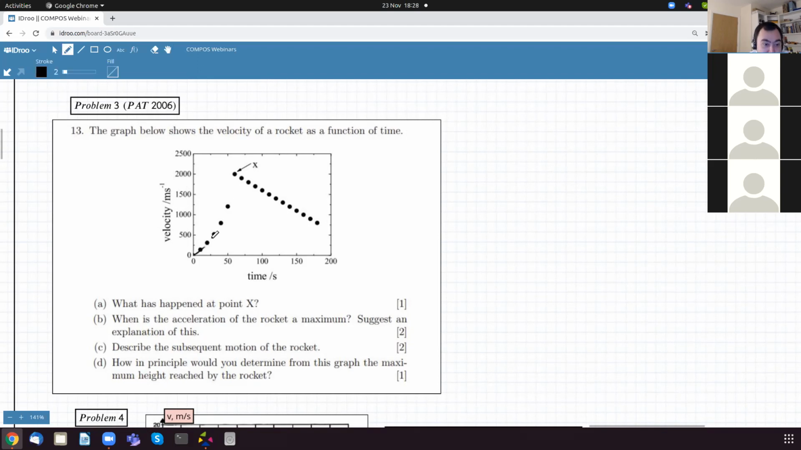So we have going X, and then suddenly the velocity stops increasing. That means that the engine's off.